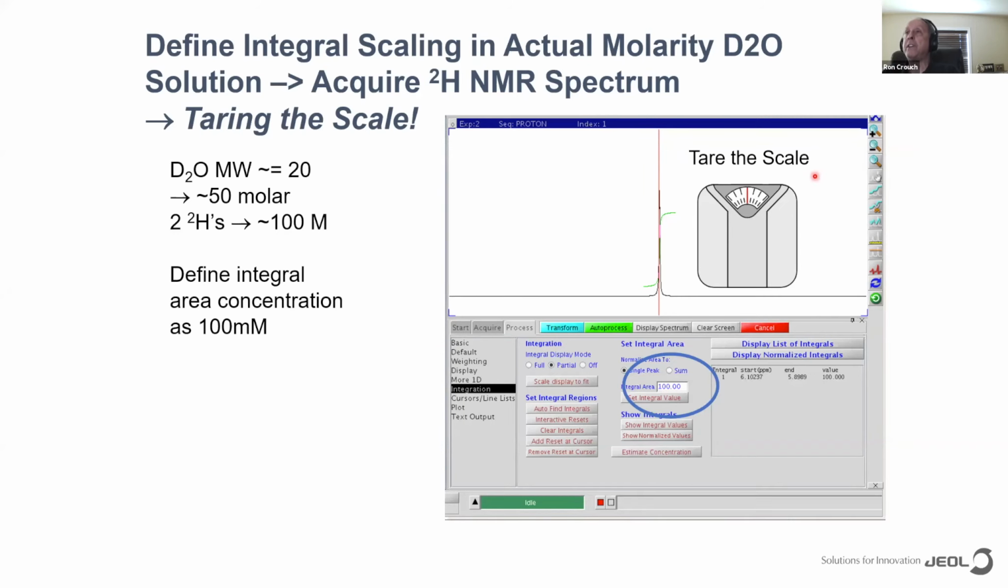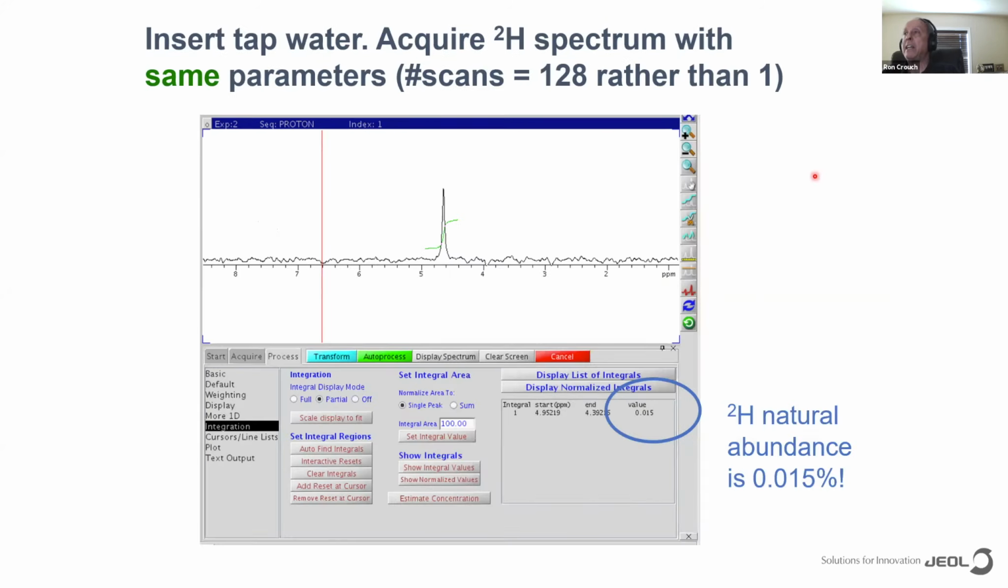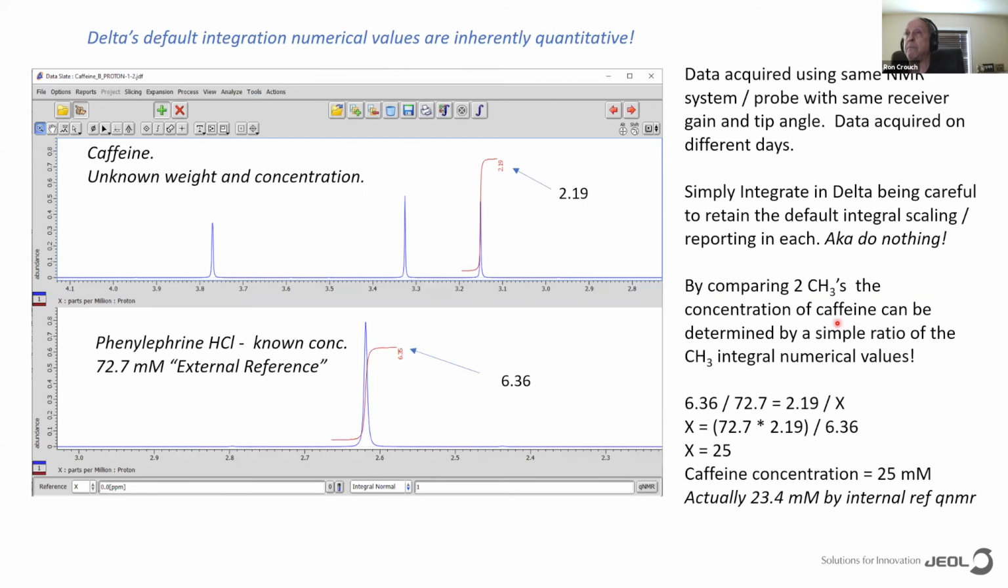So if we remove this sample, put in now tap water, and acquire a deuterium spectrum again. This time we just changed the number of scans from 1 to 128 to be able to get a recordable spectrum, and we integrate it. And lo and behold, the answer is the natural abundance of deuterium. So external reference qNMR is a pretty nice, valid thing to do.